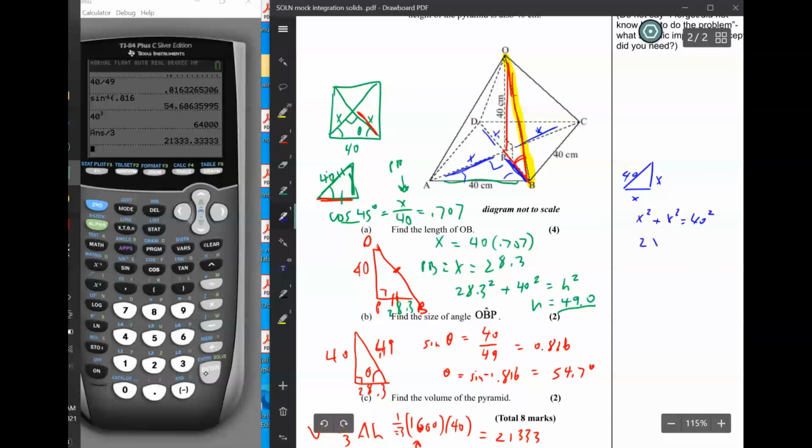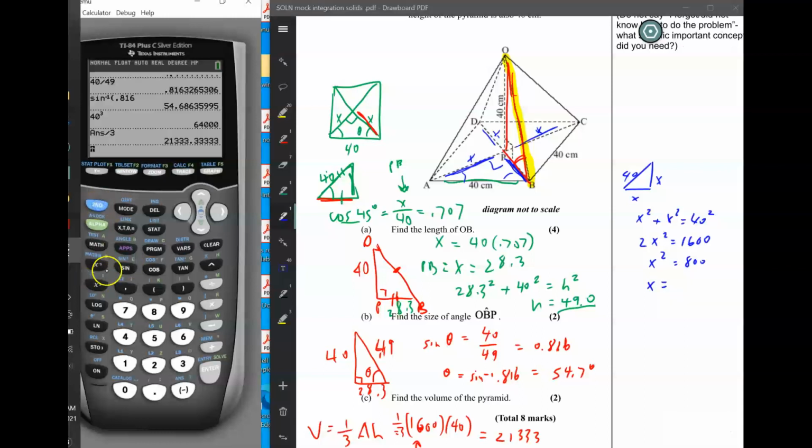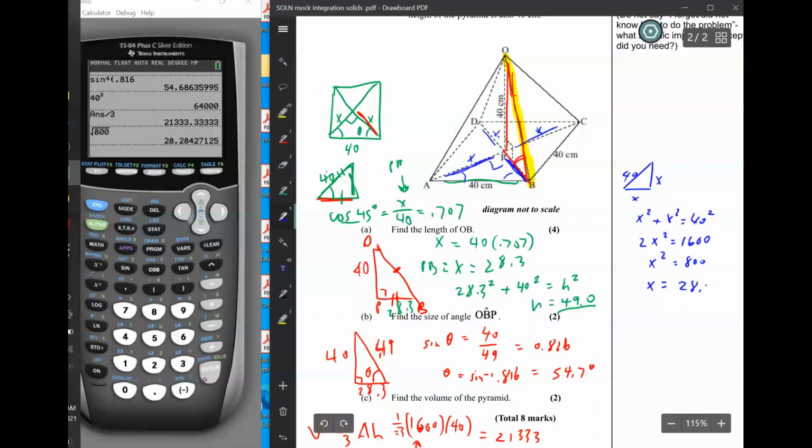And then you say, okay, that's 2x squared equals 40 squared, which is 1600. And then you would divide both sides by 2, which would give you 800. And then you would take the square root of 800. And that would give you 28.3, just like we got before. Okay? So that's another way to do it without realizing that all these blue lines are the same length, or without realizing that the blue triangle is a 45, 45, 90 triangle.